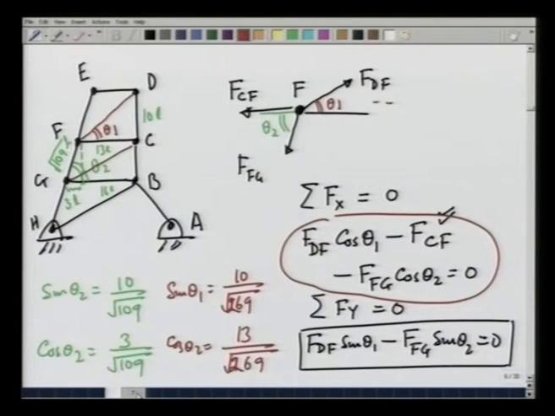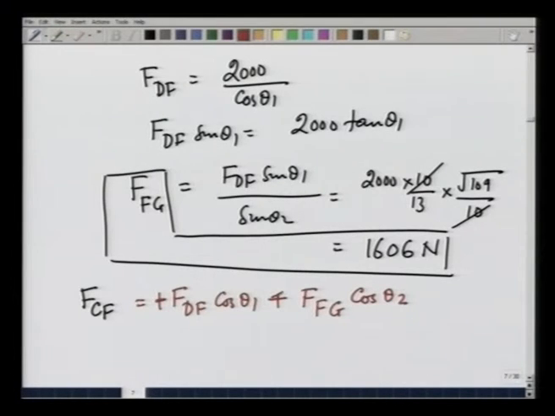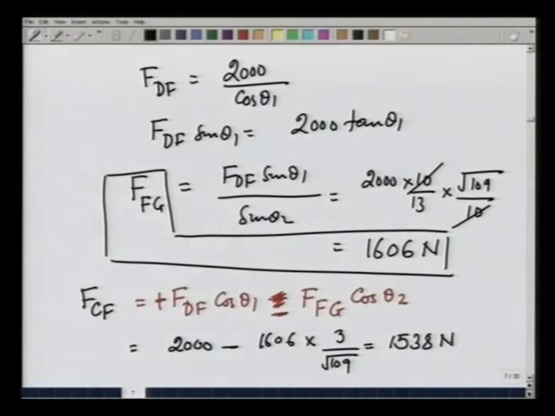We have plus and minus. So, this is plus and this one is minus. So, the direction that we have anticipated is already correct. If you plug in the numbers, this comes out to be 2000 minus Ffg 1606 times cosine of theta 2, which is 3 over root 109, and if you calculate this, it comes out to be 1538 newtons. So, let us see what all forces have we found in the truss.